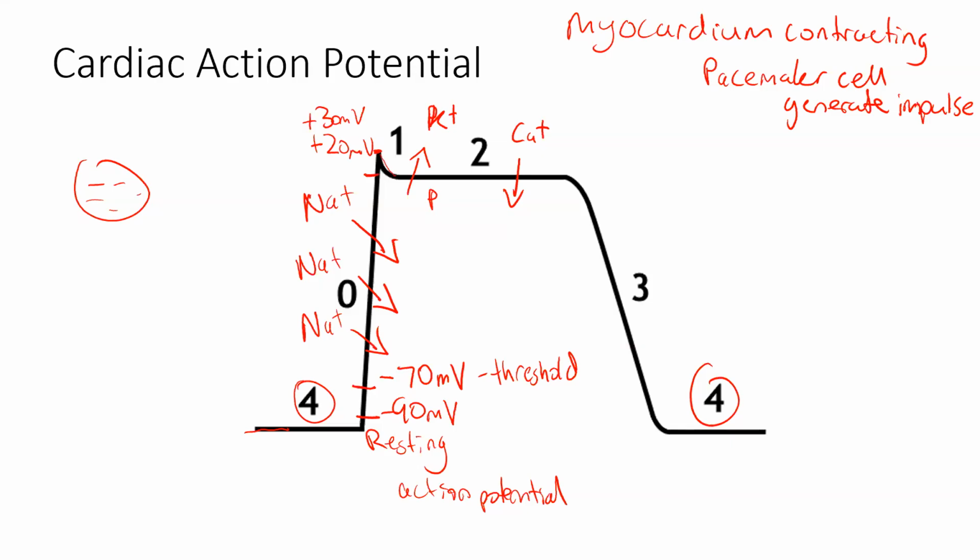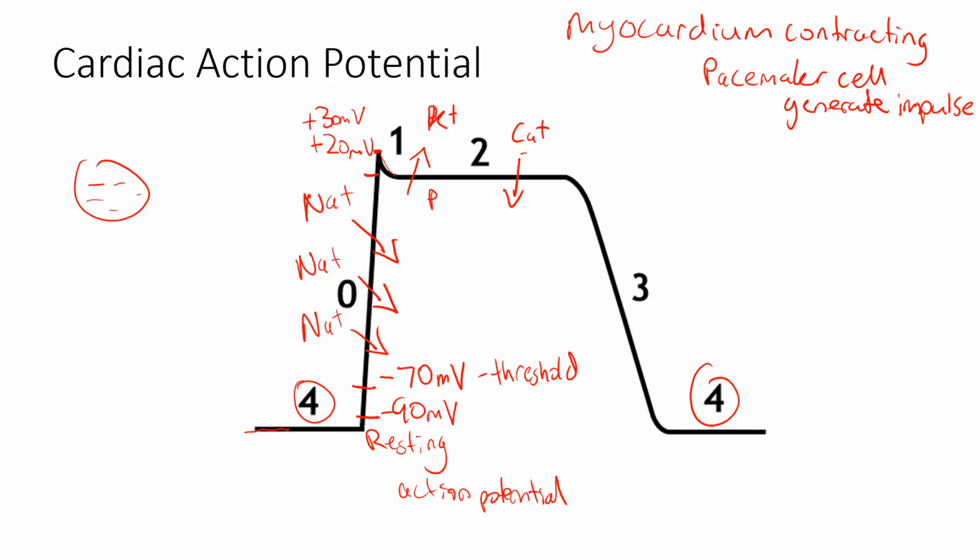And the reason why it's a plateau here is because the amount of potassium, which is positively charged, that is leaving the cardiac cell is about equal to the amount of calcium that's going into the cell. So even though we're losing a positively charged ion and we should be expecting the cardiac cell to go negative, because calcium, which is positively charged, is coming in at the same time, you get a net charge of 0 being lost during this point.